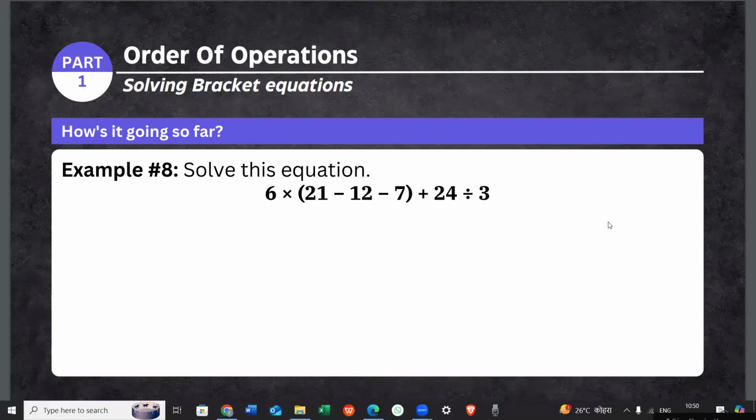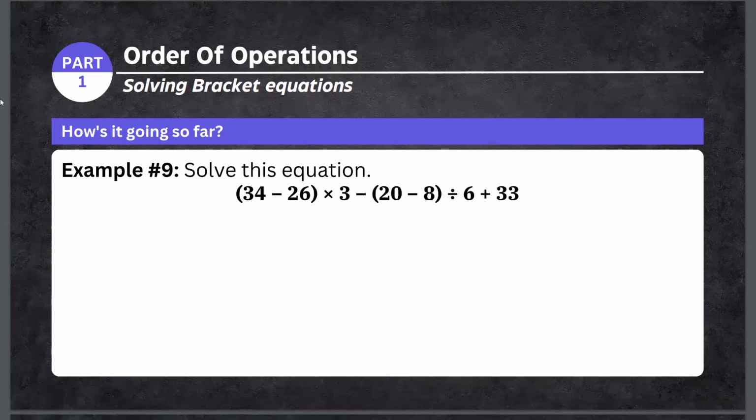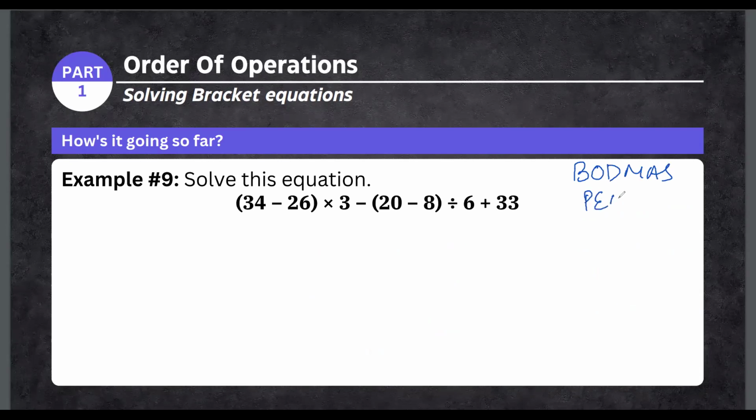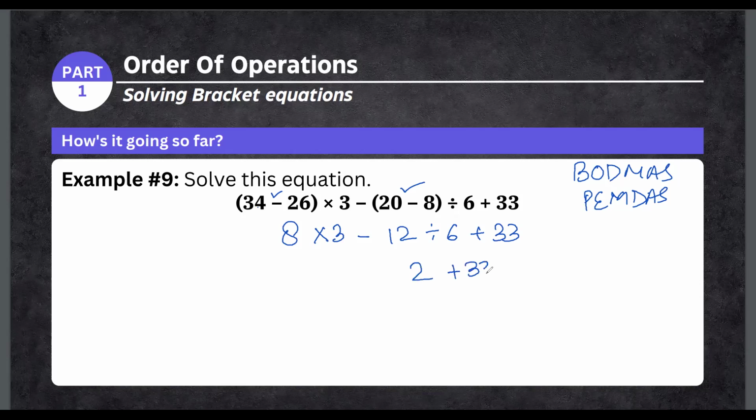Next we have this question. So let's start. BODMAS or PEMDAS. So first of all, let's solve the bracket. So 34 minus 26. So we have 8 times 3 minus 20 minus 8 is 12 divided by 6 plus 33. I just solved this bracket and the rest of the question I wrote down as it is. Now I will do division first. So 6 times 2 is 12 and rest of the question as it is.